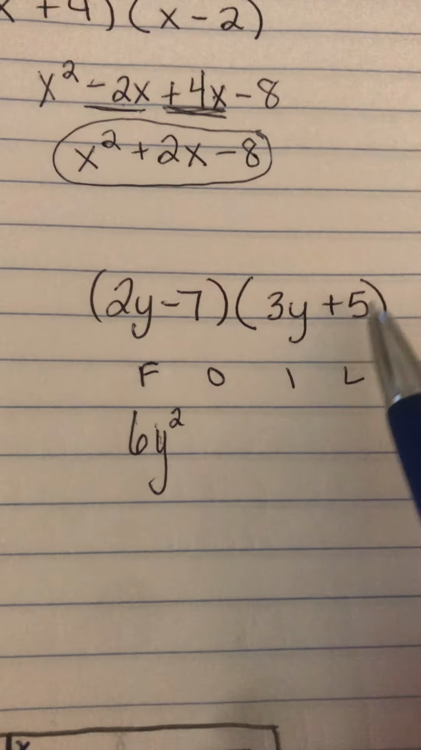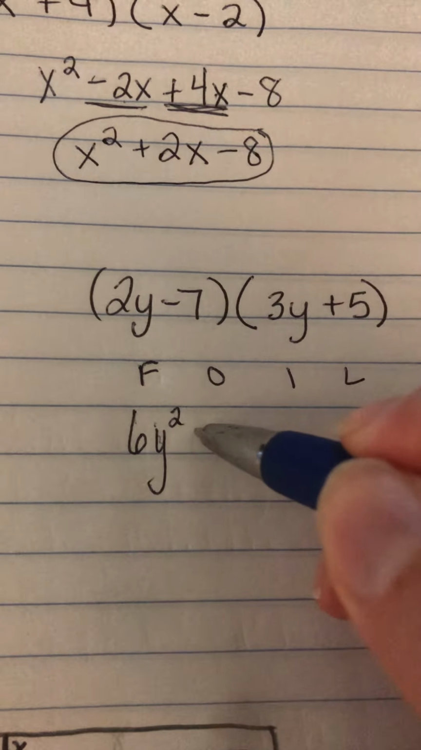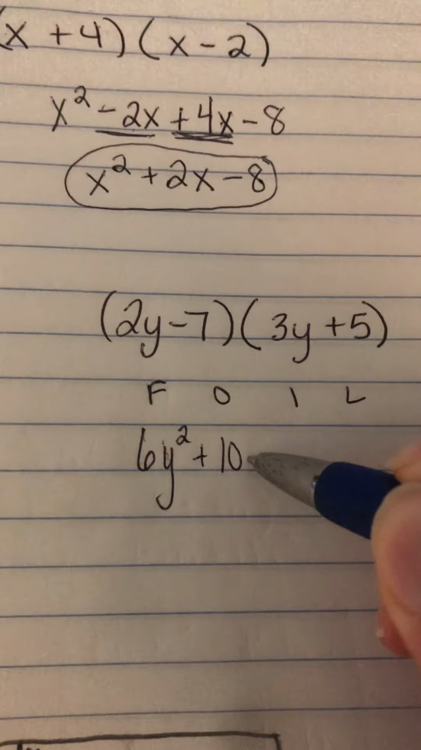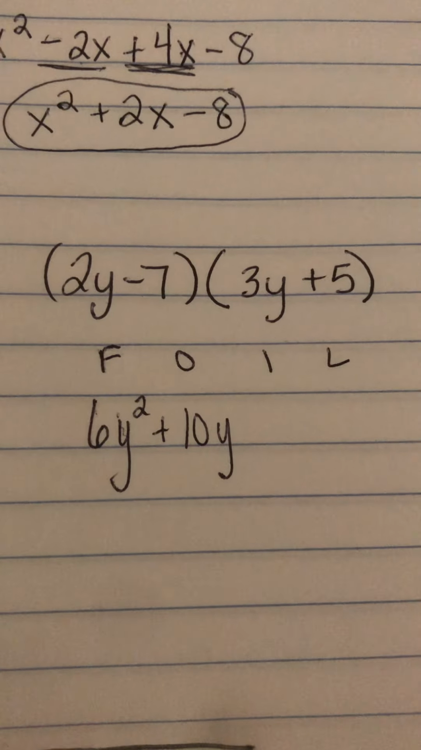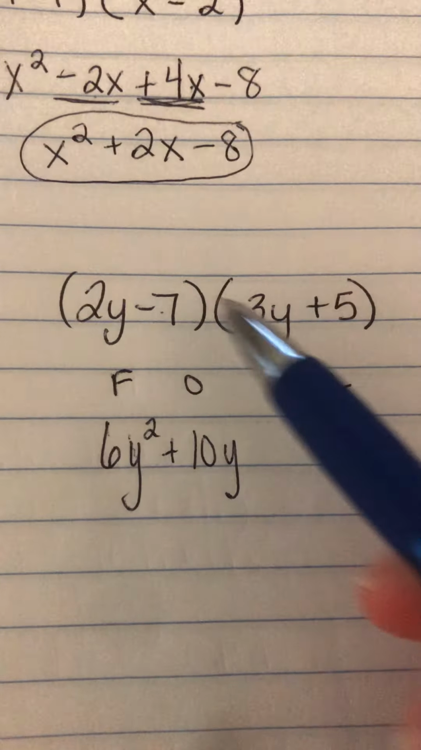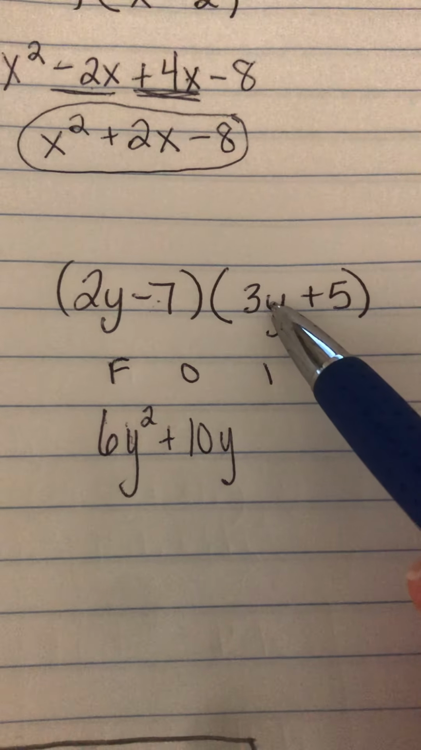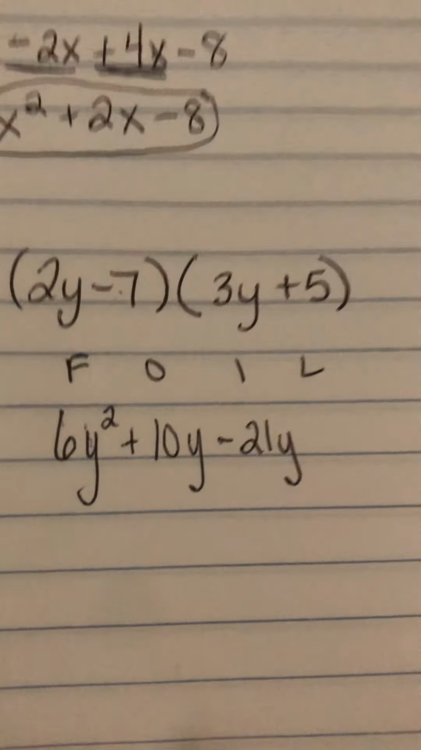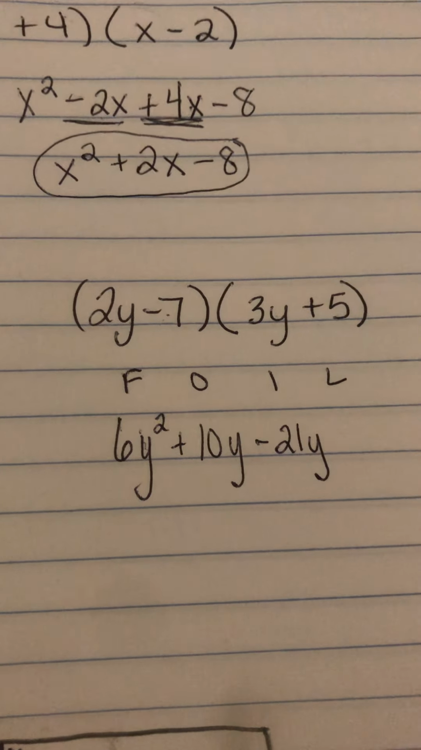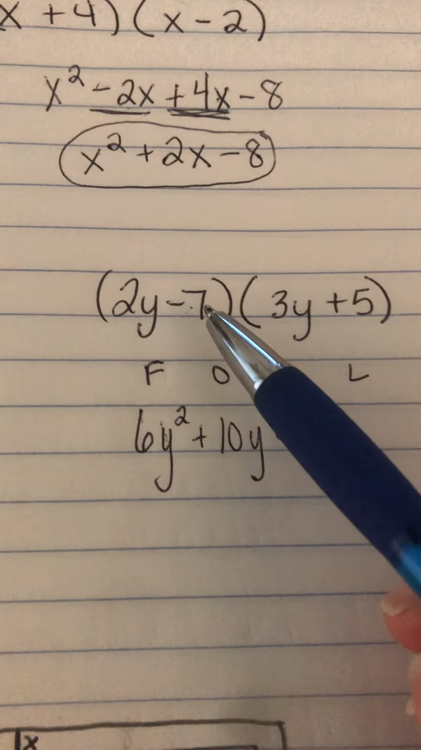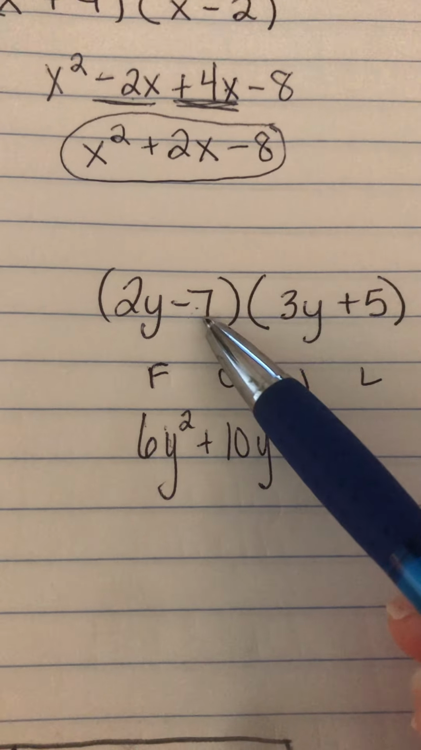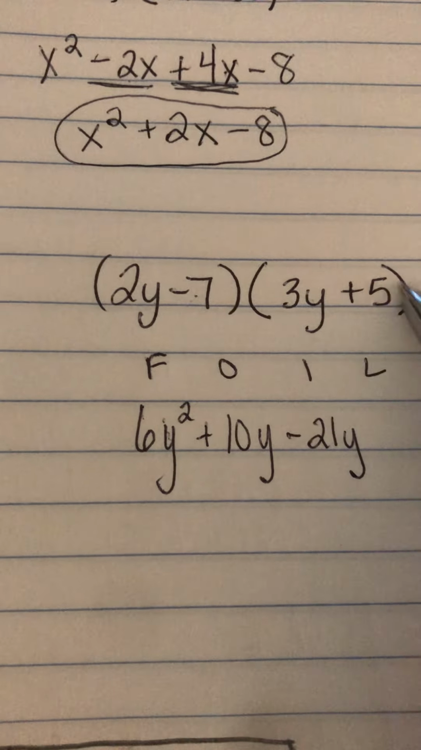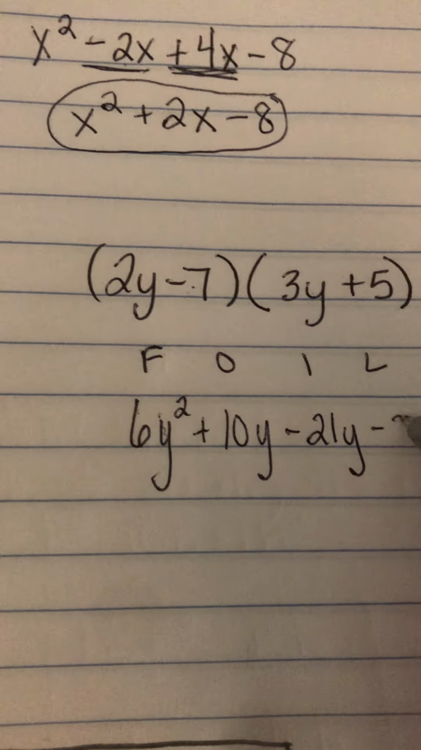2y and positive 5. So when you multiply those, you get a positive 10y. The inners, negative 7 and a positive 3y, become a negative 21y. And then the lasts in each binomial, the last terms are negative 7 and a positive 5. So multiply those.